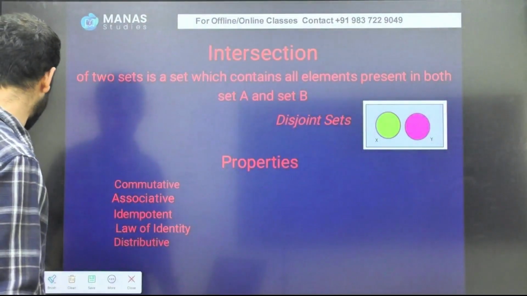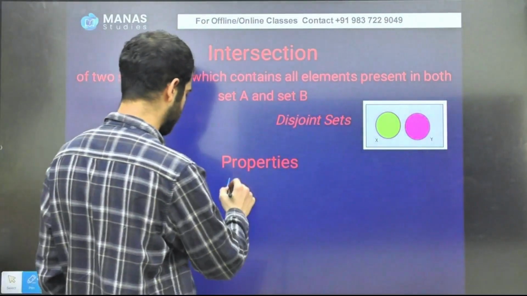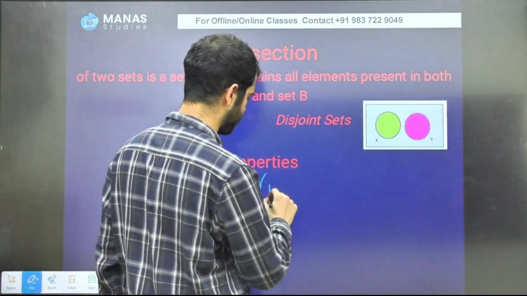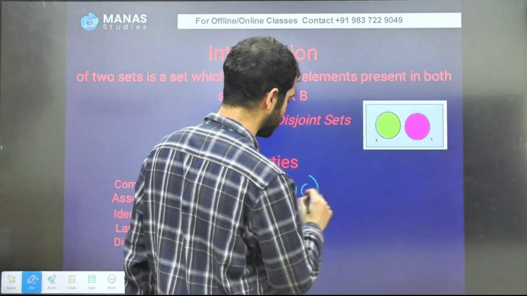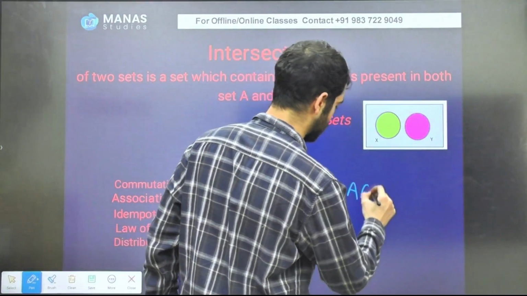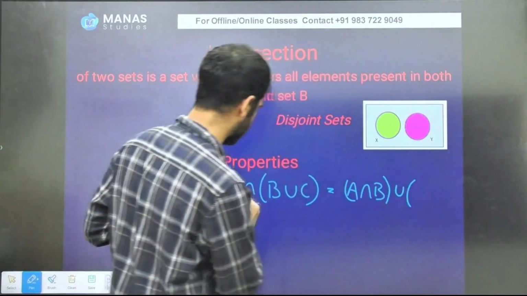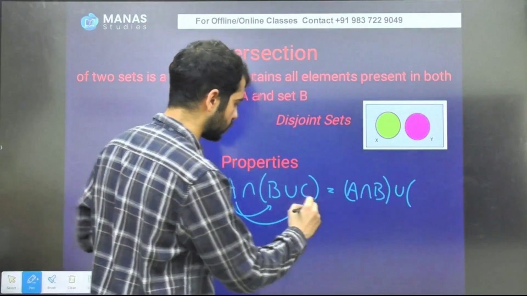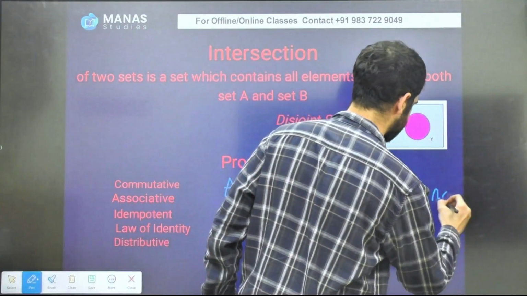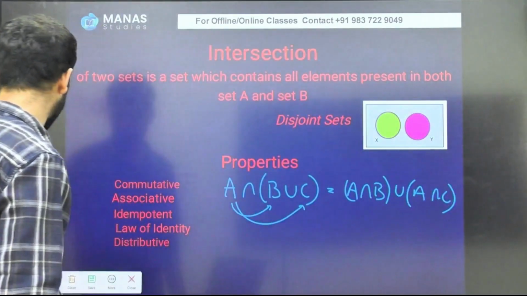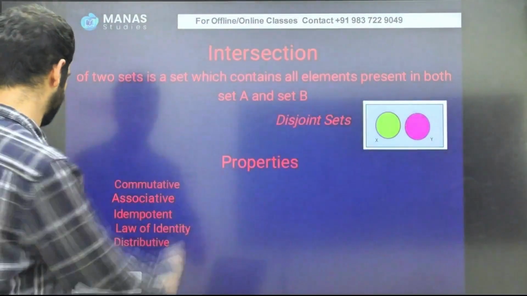Now it also has an additional property, that is distributive. If I write A intersection B union C, it can be written as A intersection B union A intersection C. Now this will get distributed to both of them. So the property of distribution also holds.